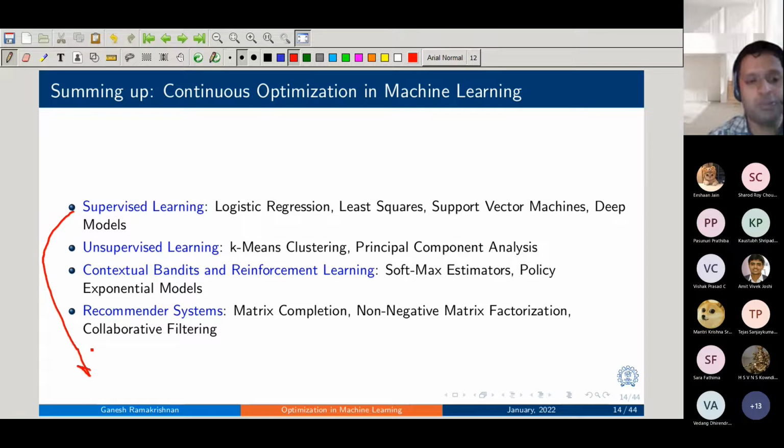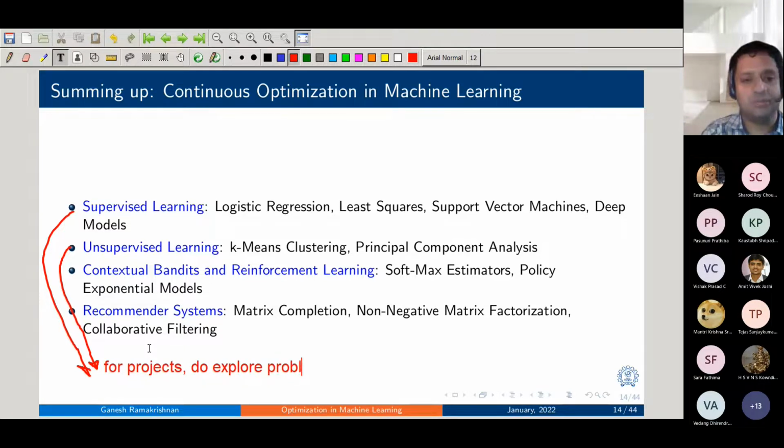Unsupervised will always bring a lot of non-convexity. It can also bring in a lot of discrete flavor. So for projects, do explore problems at the intersection of several of these horizontals, if I may call them so.